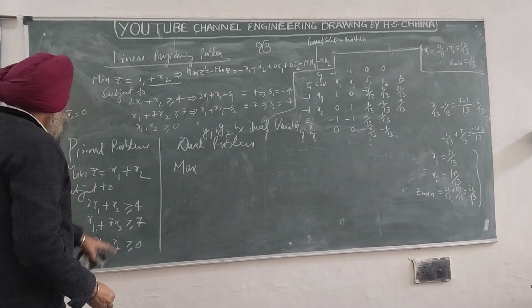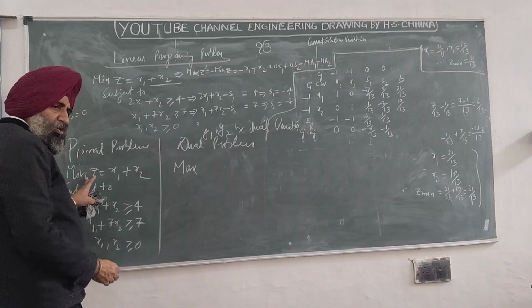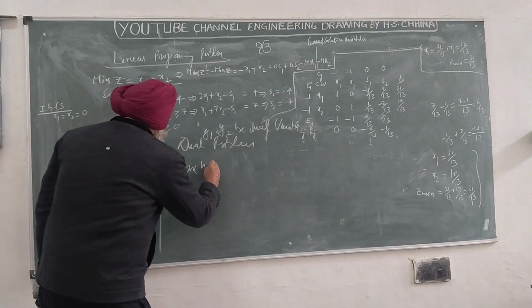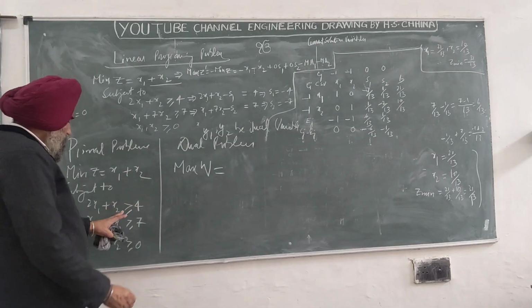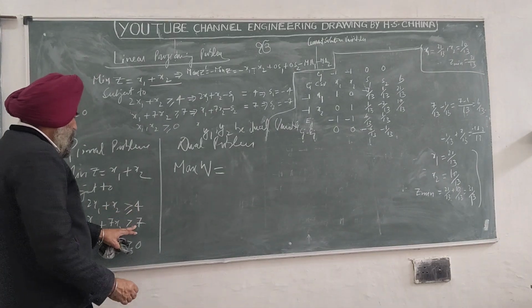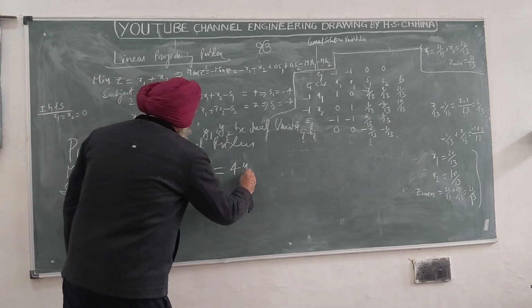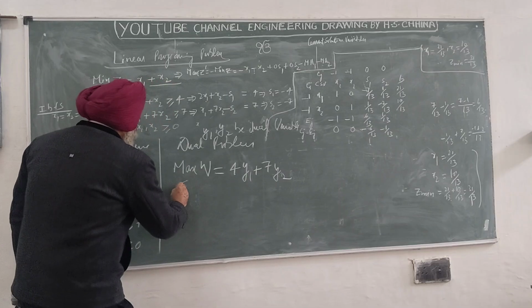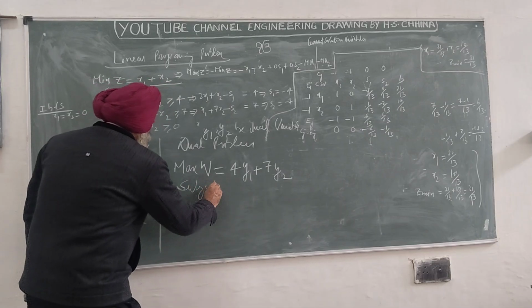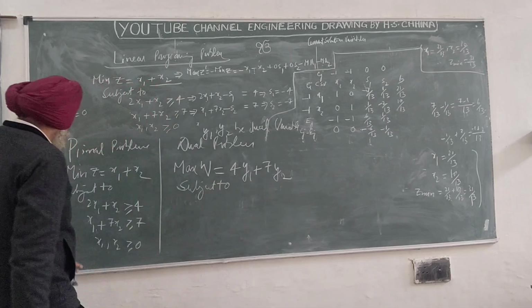So if this problem is your minimization, this problem will be your maximum w is equal to, on the right-hand side of the greater than equals constraints, you are getting 4 and 7. So this is 4 y1 plus 7 y2, clear? Subject to. So this is your dual problem, subject to.